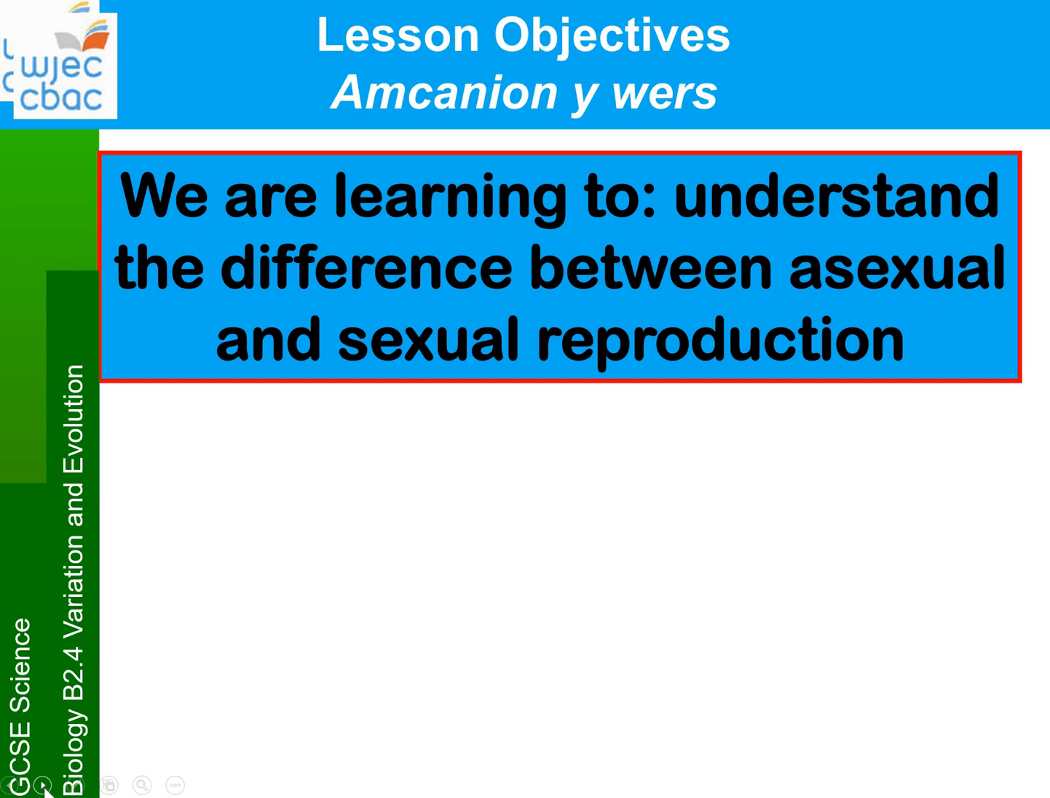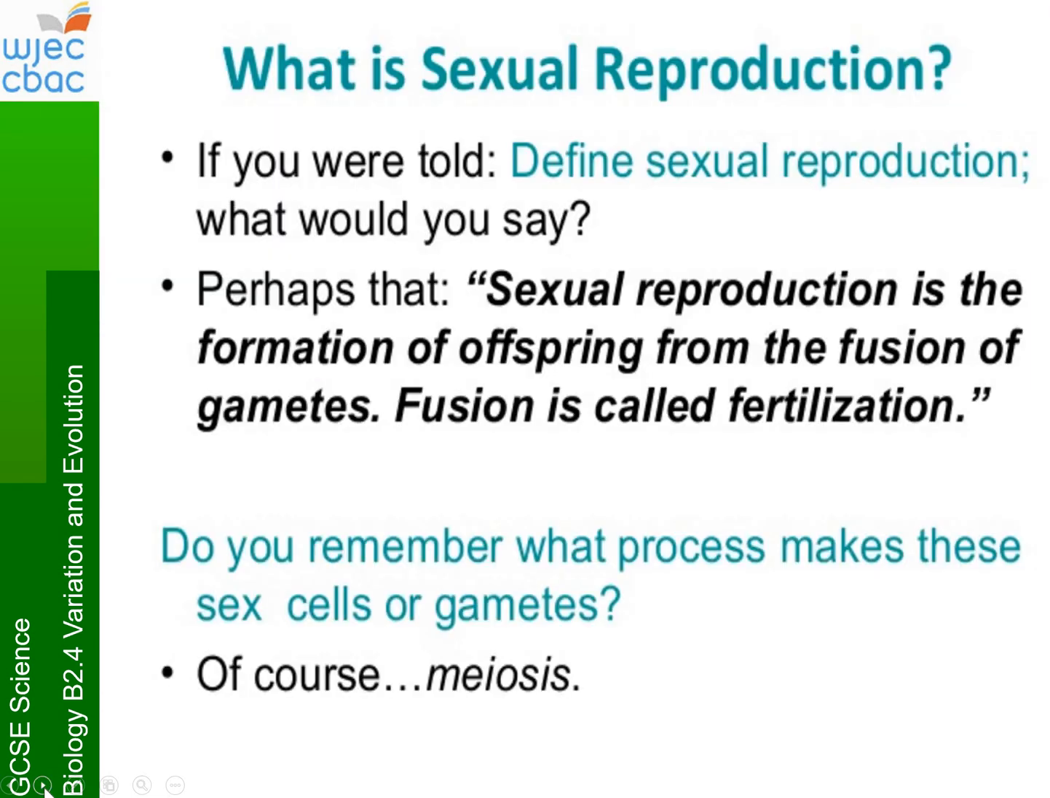If you have numbered the pages in your book from the page with the hand on it for investigating variation in humans as page 1 onwards, you should need to turn to page 11, please. It should say sexual reproduction on the top of the page. So if you were asked to define what sexual reproduction was in an exam, what would you say?